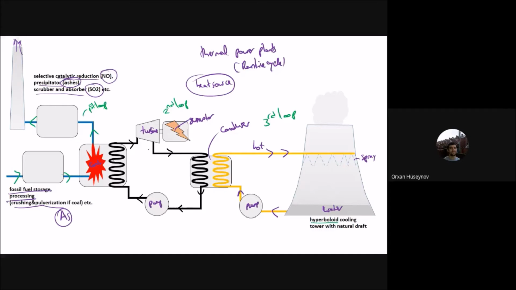Okay, what else do I have to talk about? This one is that, and this one is the chimney, you know it, so we'll skip this one.